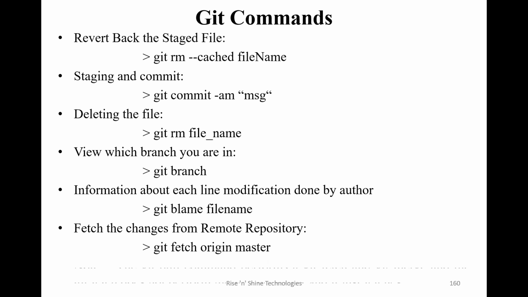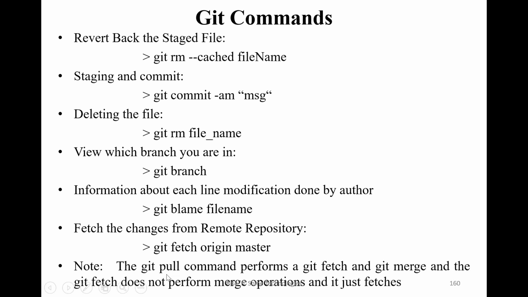But the difference between pull and fetch is that pull performs the fetch command as well as merging. That means for the master branch already available in the local repository, it fetches the same branch from the remote repository and tries to merge it, so the changes in the remote repository and the changes in the local repository get merged. Git pull performs two commands internally, git fetch and git merge.